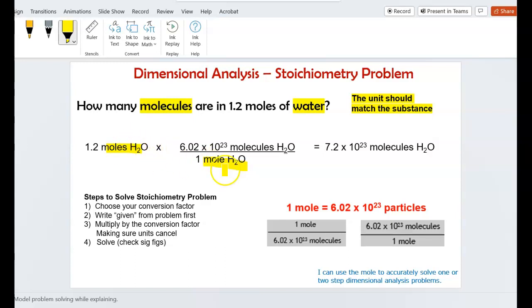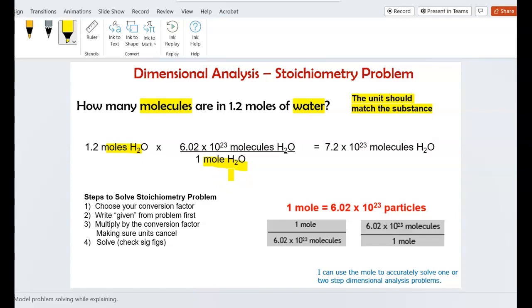So moles of water cancels with moles of water. I'm left with molecules of water at the top, which is good. That's the question. Again, this center piece is my conversion factor, Avogadro's number that I plugged in. So we have to manually cancel our units and our substance, and we've done that. So units cancel, substance cancels. And then we could grab our calculator and let the calculator do the numbers for us.